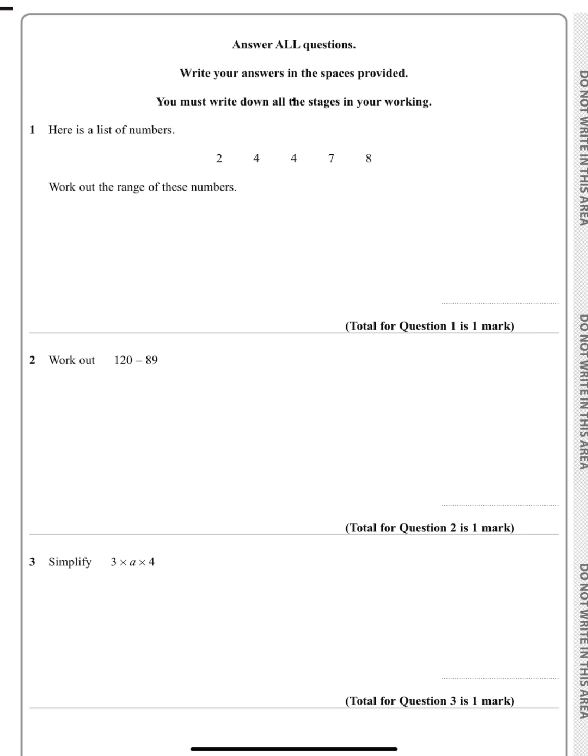So question number 1 says, here's a list of numbers, work out the range. So the range is the biggest number, take away the smallest number. The biggest number is 8. We're going to take away the smallest number, which is 2. So the range is 6.